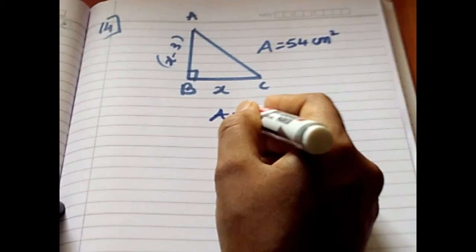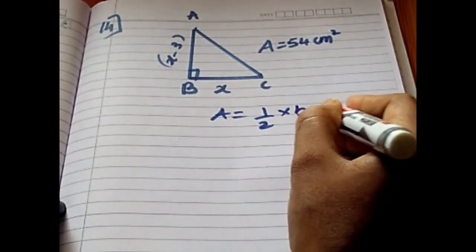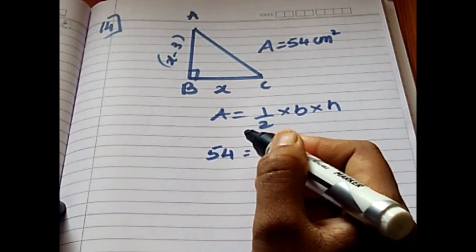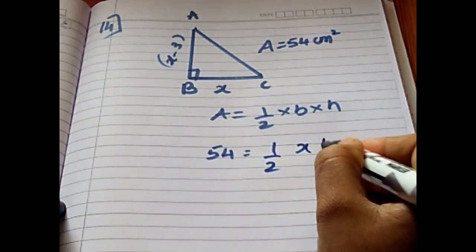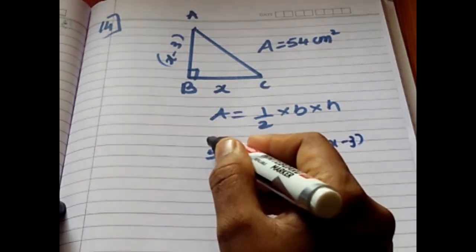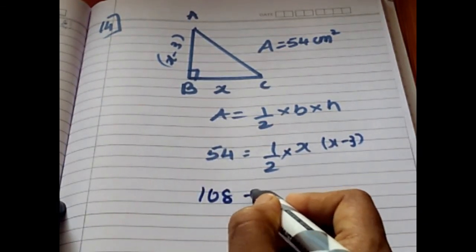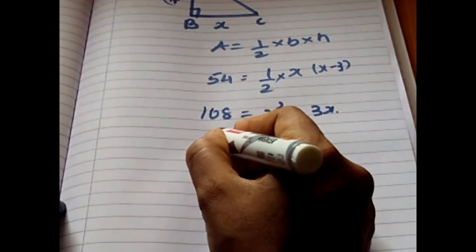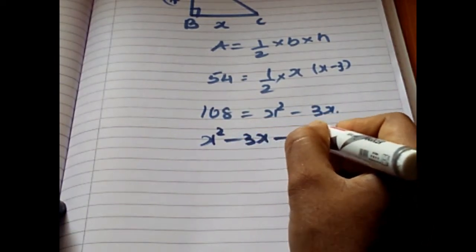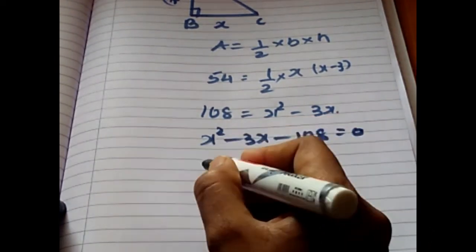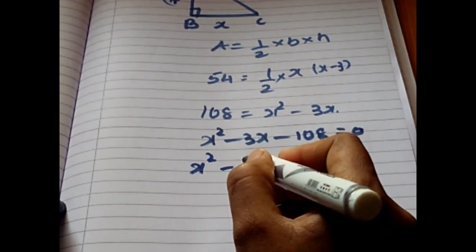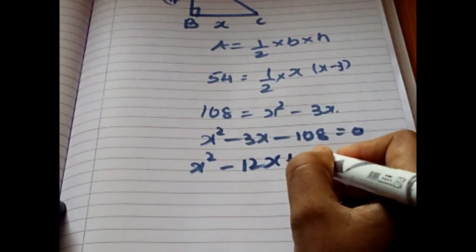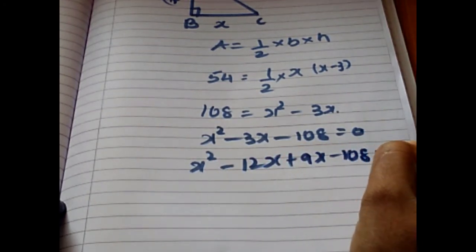Let us consider the formula. Area is half into base into height. 54 square centimeter is equal to half into x minus 3. 54 2s are 108 is x square minus 3x. Again a quadratic equation. X square minus 3x minus 108 is equal to 0. X square minus 12x plus 9x minus 108 is 0.